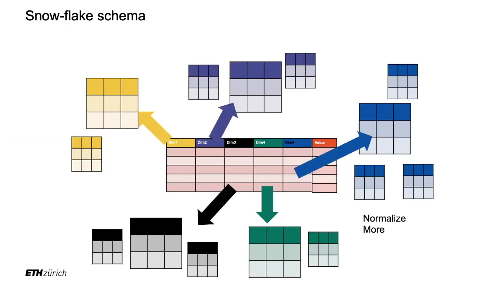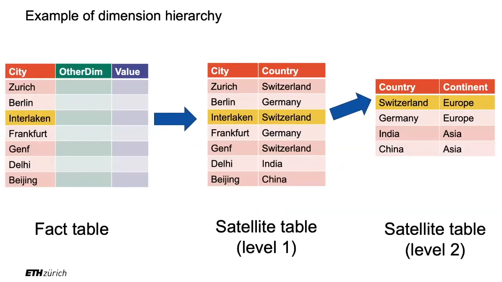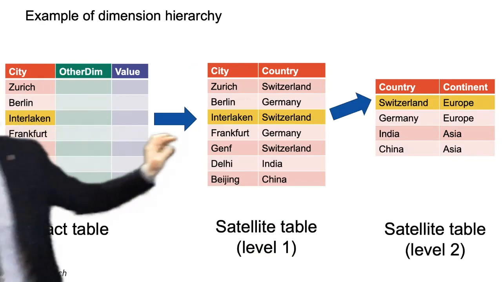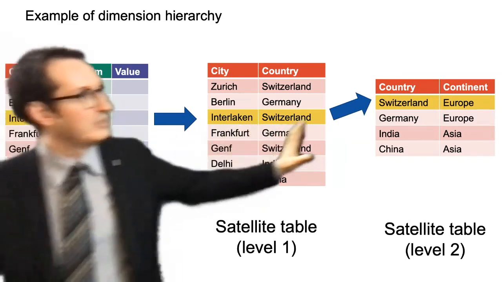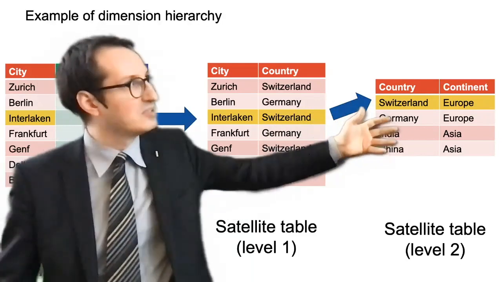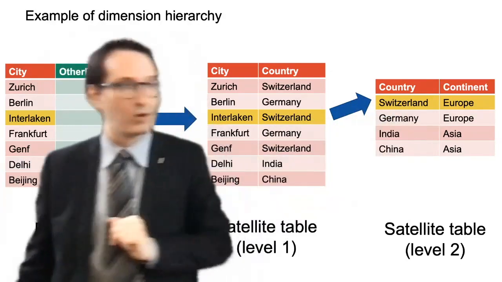Okay. And basically, in a snowflake schema, you have to join the tables. That's the facts table, Interlaken. Then in the first level of the snowflake, you have Interlaken here that is in Switzerland. And in yet another table, because you normalized it into separate tables, Switzerland is in Europe and so on.